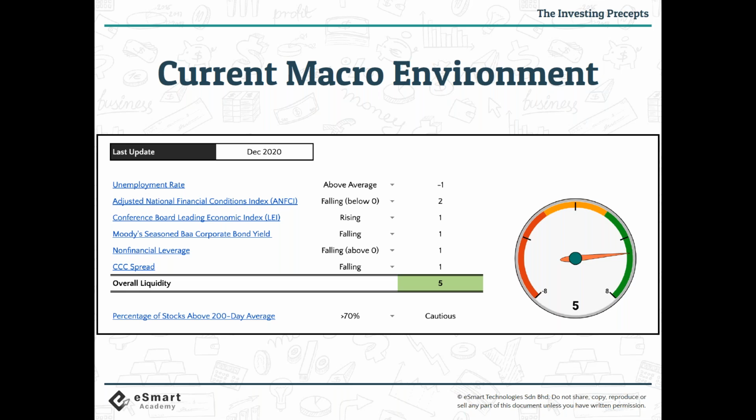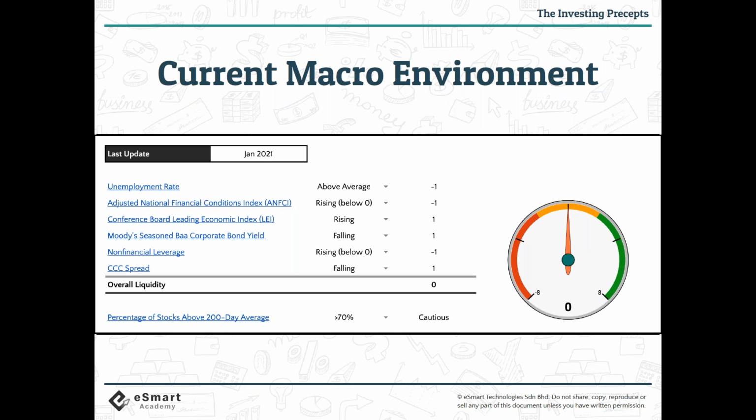But if I bring you to this year, January 2021, you realize that the overall liquidity has dropped to 0. So to me, I know that if the market environment is now less liquid than December, I want to be cautious, because it's indicating that perhaps we might see a retracement coming in. It's not yet in negative territory, but again, it's telling me to be cautious already.